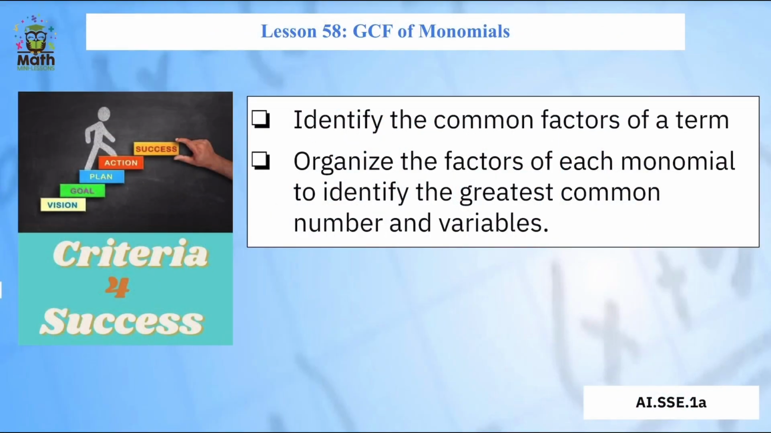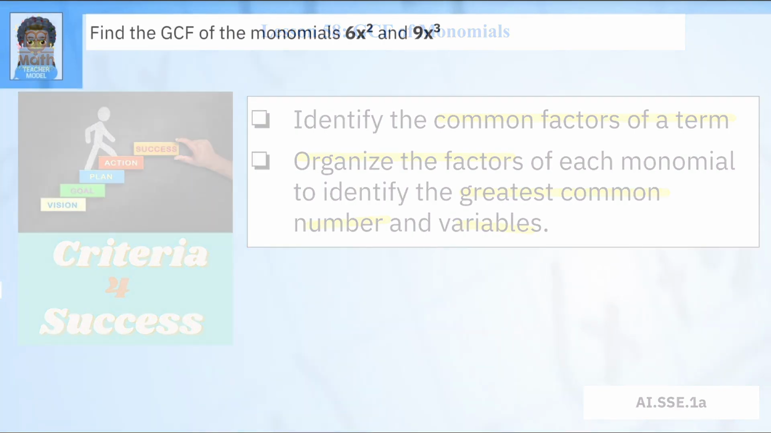Welcome to lesson 58, finding the greatest common factor of monomials. We're going to figure out how to identify the greatest common factor of terms and how to organize those factors for each monomial, identifying the greatest common factor that is a number as well as a variable.